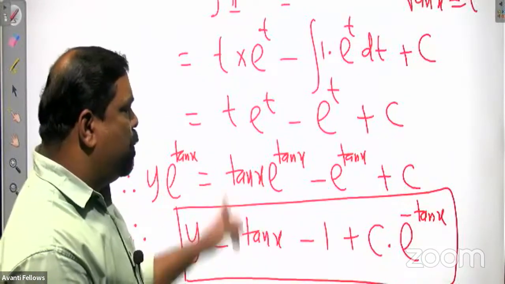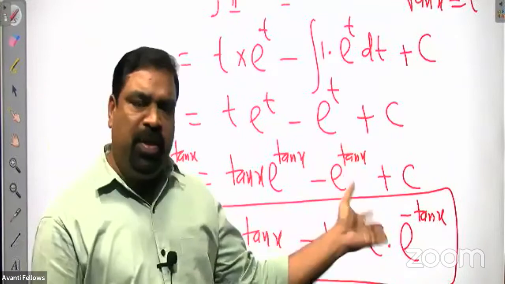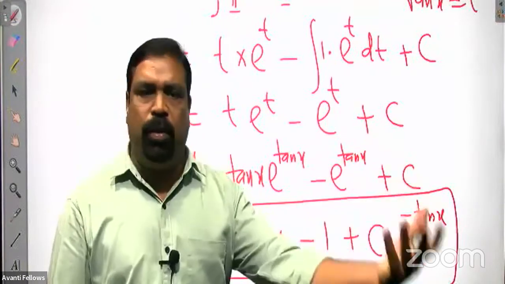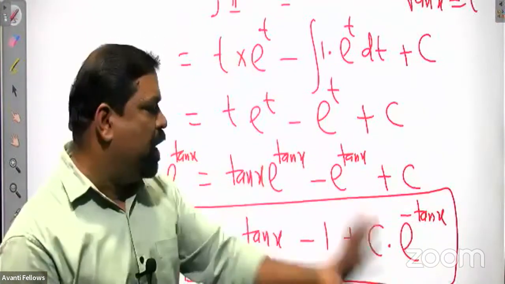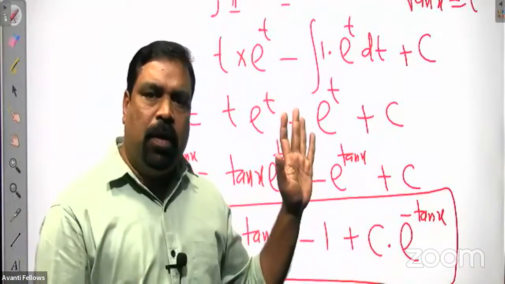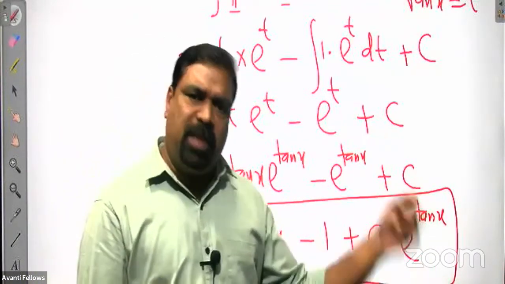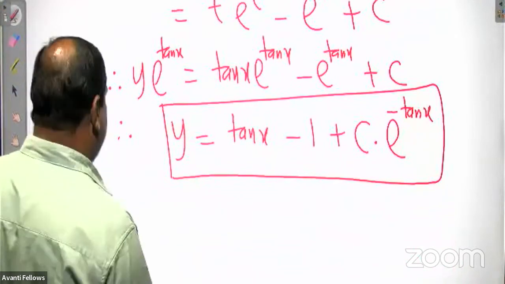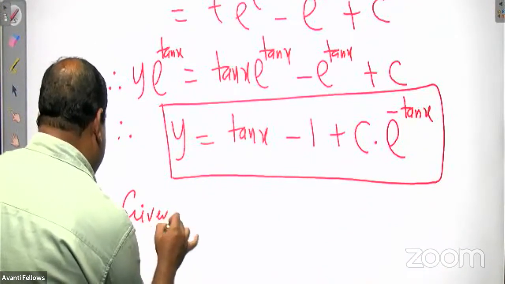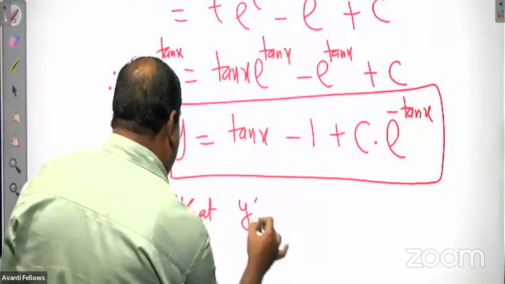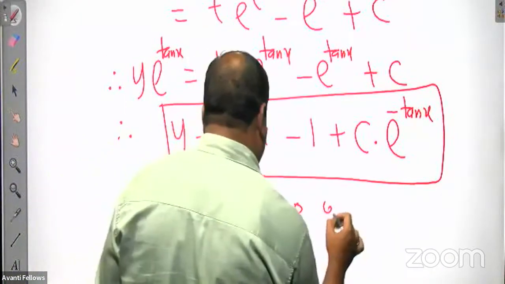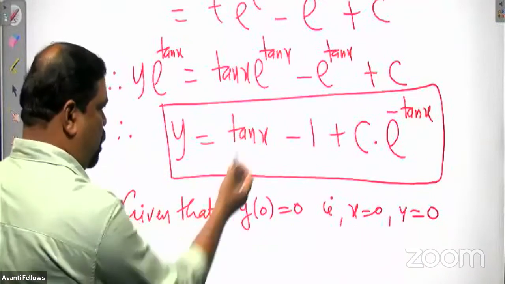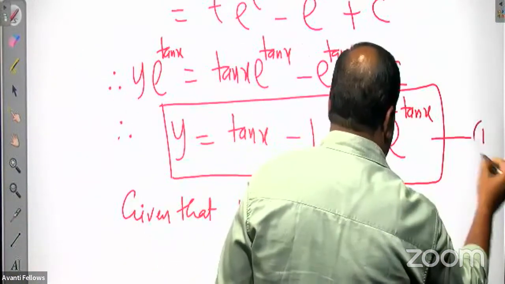Now also in the given problem, in the beginning, it is given that y of 0 is equal to 0. y of 0 equal to 0 means when x equal to 0, y is equal to 0. That condition is only to find the value of c, isn't it? So apply the condition here and get the value of c. That will give the particular solution. Let me take it as equation 1.